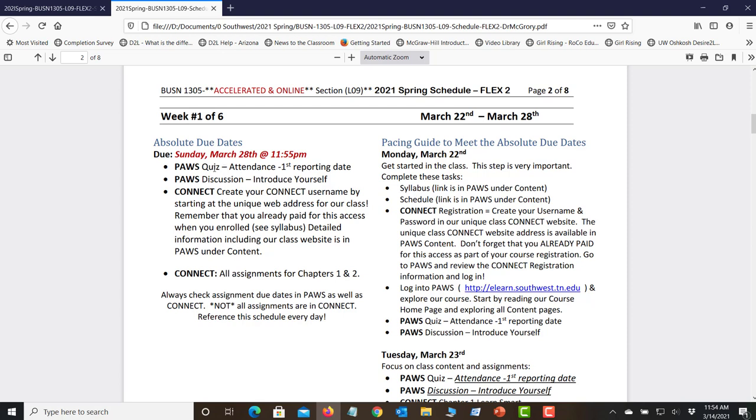Now, these three things will be done very quickly. You'll be able to knock those out very quickly. So don't put it off. Go ahead and get those done, because where you need to focus your time is on your chapter assignments. And you'll have 3 assignments for chapter 1 and you'll have 3 assignments for chapter 2. Accelerated class, right? Only 6 weeks. So you're going to have to pace yourself and get going on those.